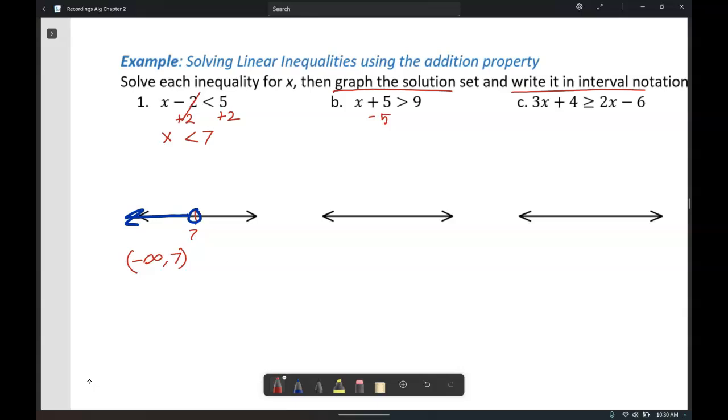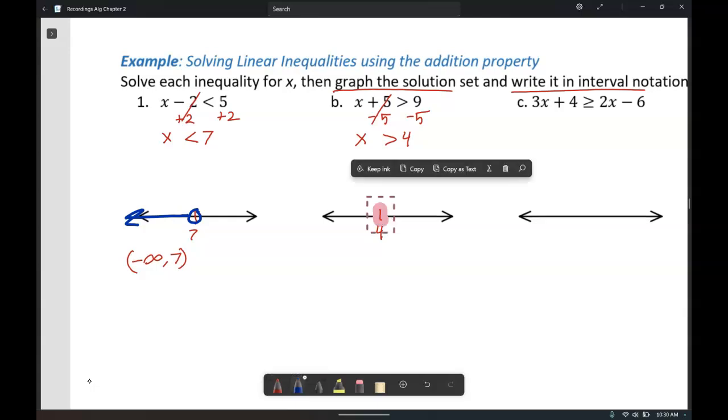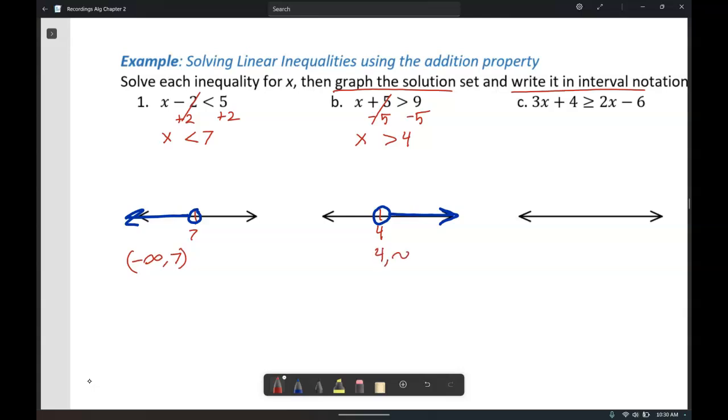X minus 5, we can subtract 5 from both sides of our equation. To isolate x, we bring down the inequality symbol. 9 minus 5 is 4. We have our solution set at 4. X is greater than 4, we have an open circle shading to the right. And then our interval notation will be from 4 to infinity.